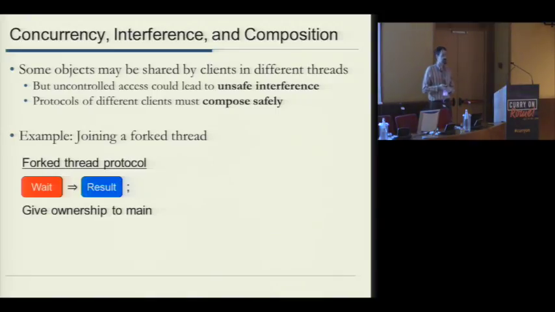We want to have a thread that we fork off, and we want to join on it. And let's assume that our library doesn't build in join. How can we build this out of shared state? So we have a fork thread protocol here. There's going to be an object that is initially in the wait state, and when the fork thread is done, it's going to transition the object into the result state as a signal to the main thread. And as it does this, conceptually, we want to give the ownership of this signaling object to main, so that main can then read the result out of the field.